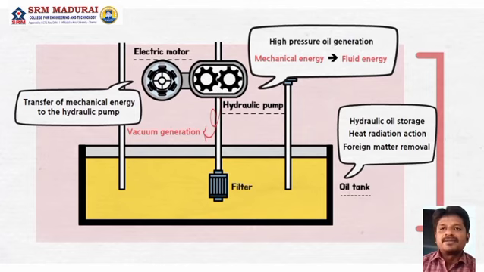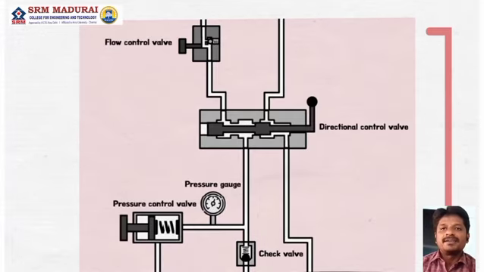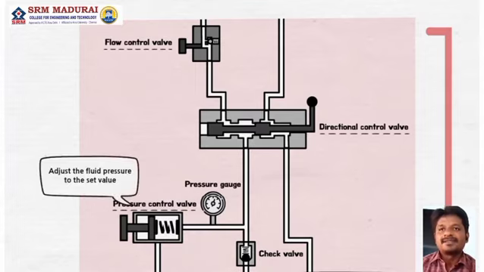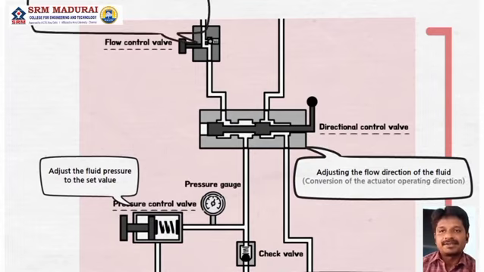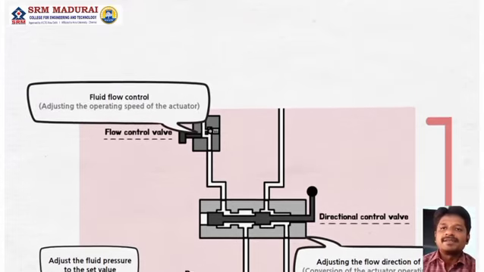With this, we will go to the hydraulic controller. The hydraulic controller is where the direction, speed, and pressure of the oil generated from the pump are controlled before it reaches the cylinder. It consists of the relief valve, direction control valve, and flow control valve. The relief valve adjusts the pressure of the fluid generated by the pump to the set value. The direction control valve adjusts the flow direction of the fluid to change the operational direction of the actuators. The flow control valve regulates the flow rate supplied to the motor to adjust the operating speed.